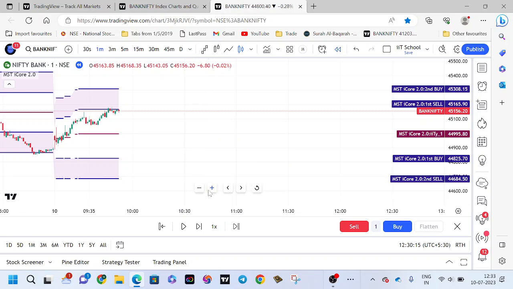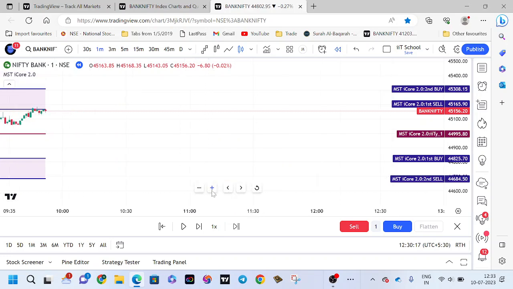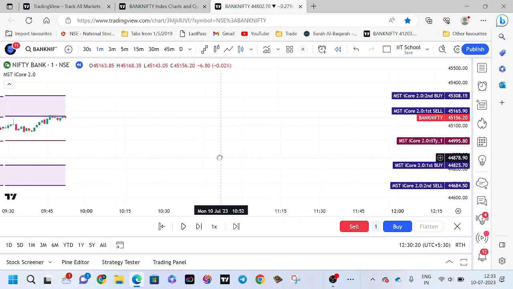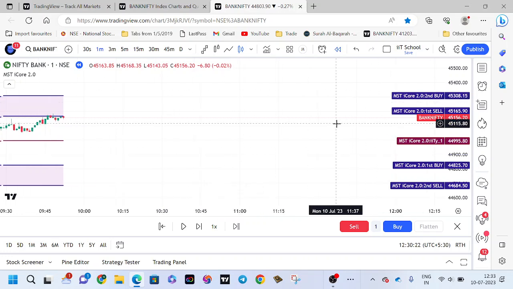So now we got the 5 lines. The top 2 levels: 45,165 is the sell entry and 45,308 is the stop loss. The target will be 44,995 or a 1:1 ratio. Once the sell is activated, there is no buy for the day. If buy is activated, there is no sell for the day until the sell is hit.